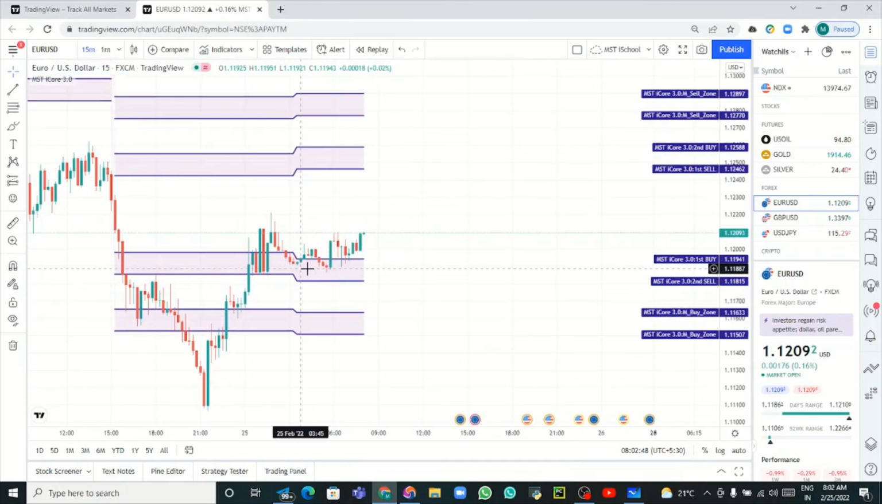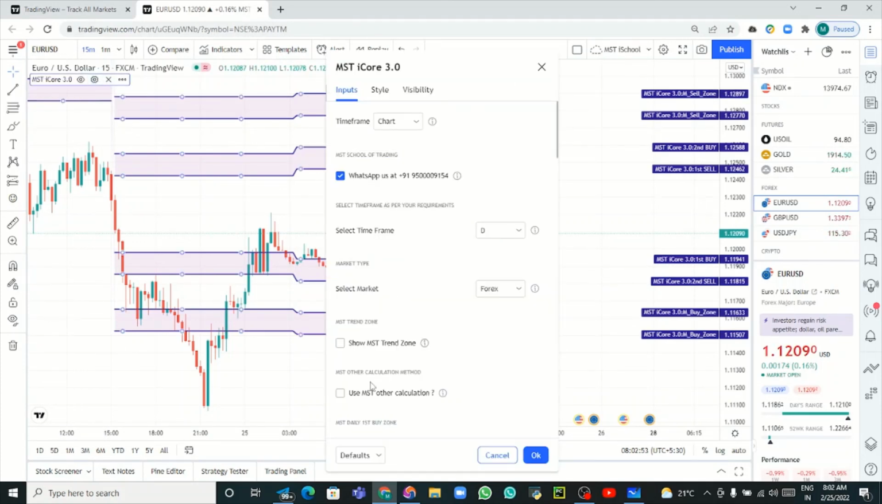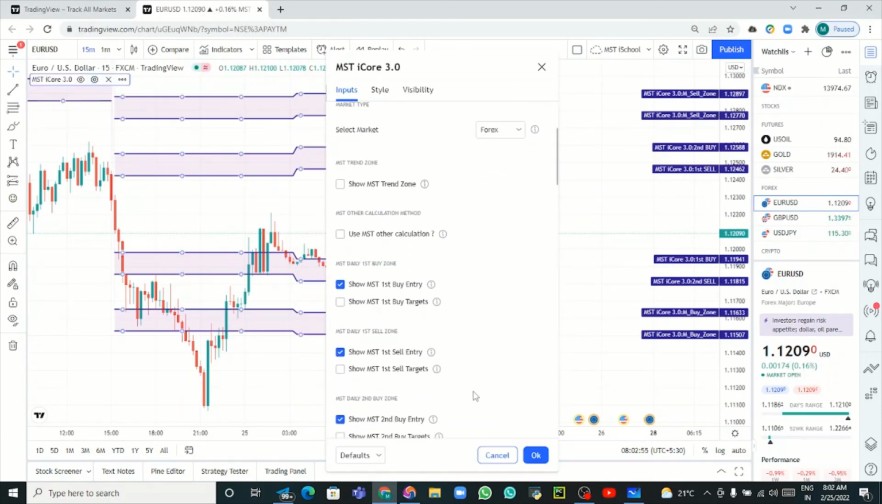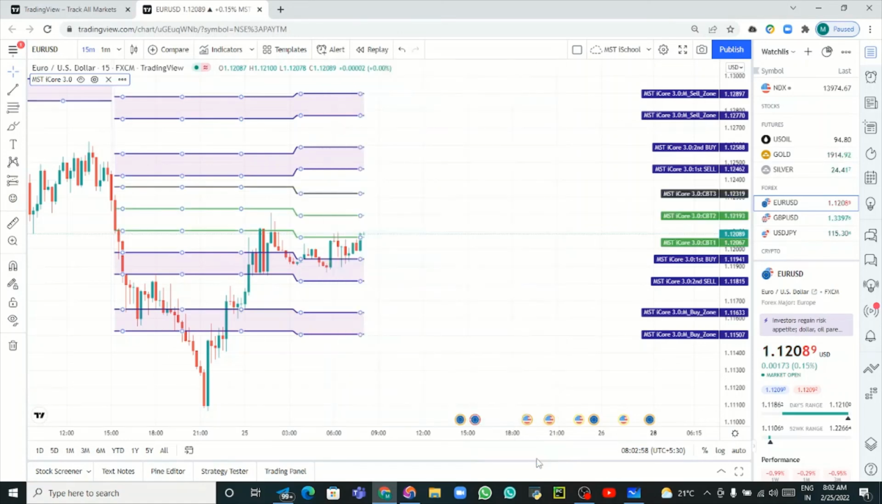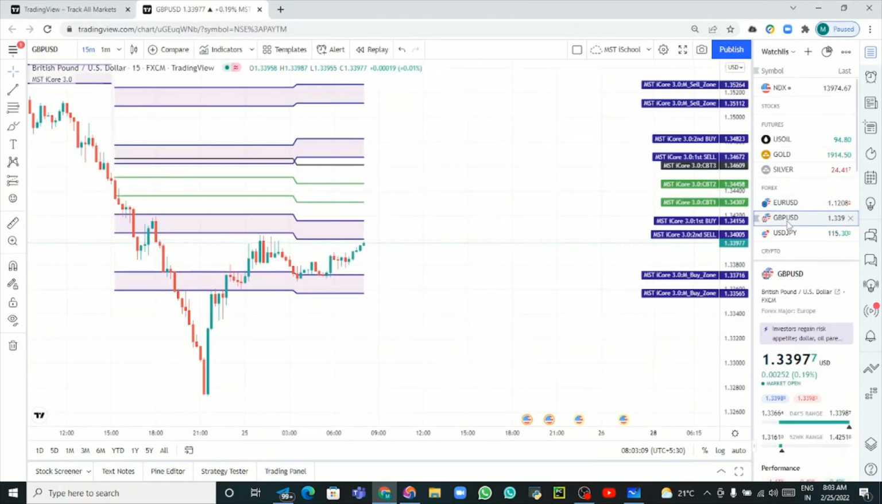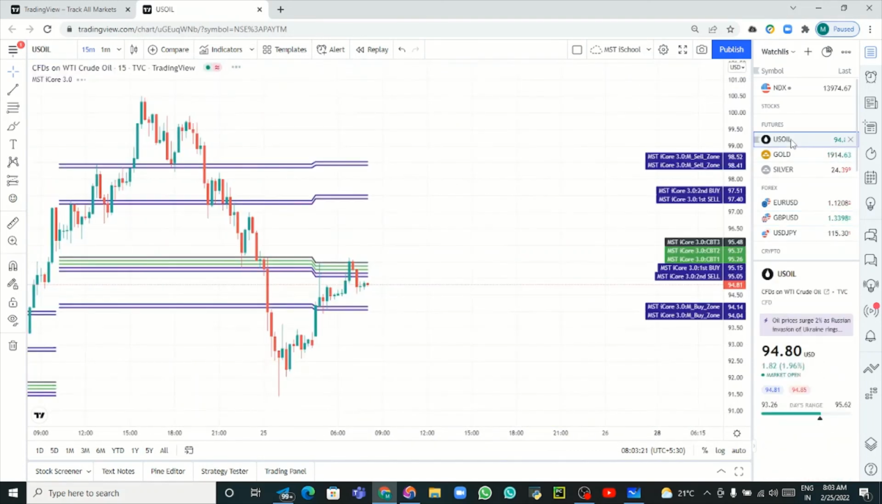So what happened here? Buy activated yesterday and first buy target also hit. See here, exactly first buy target hit. Second sell activated, all the targets hit. So this way you can trade. Here exactly from the monthly buy zone, it is getting reversed to sell entry. Now again it will reverse from there until it breaches the second buy entry. Then US oil also you can use.